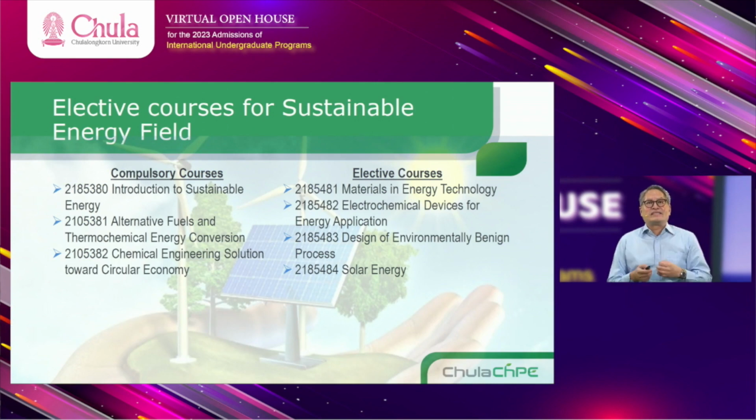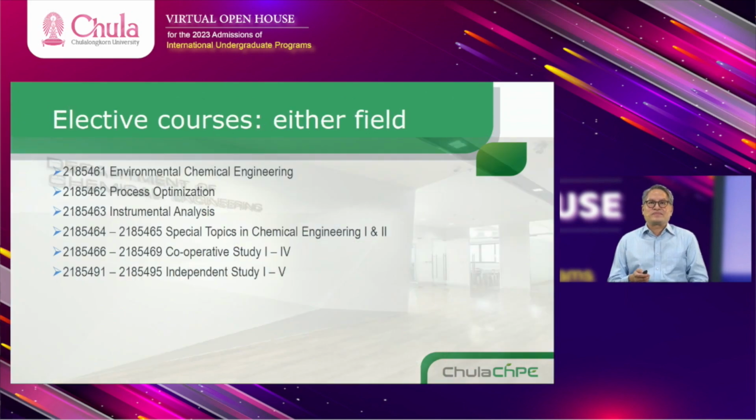For example, these are the courses for the sustainable energy field. Okay, so there are 3 compulsories and some elective courses you can choose from. A student from either field can choose the elective courses. So they can also choose the compulsory courses from another field as well, if they are so interested.